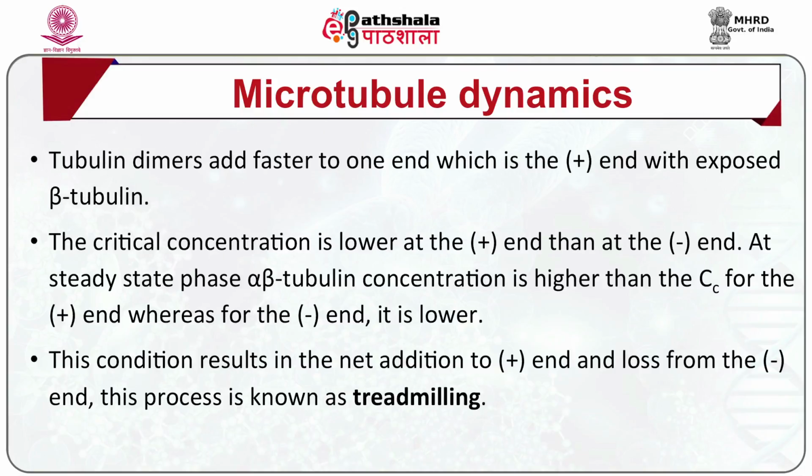Tubulin dimers add faster to one end, which is the positive end with exposed beta tubulin. The critical concentration is lower at the plus end than at the minus end. At steady state phase, alpha beta tubulin concentration is higher than the CC for the plus end, whereas for the minus end it is lower. This condition results in the net addition to the plus end and loss from the minus end. This process is known as treadmilling.